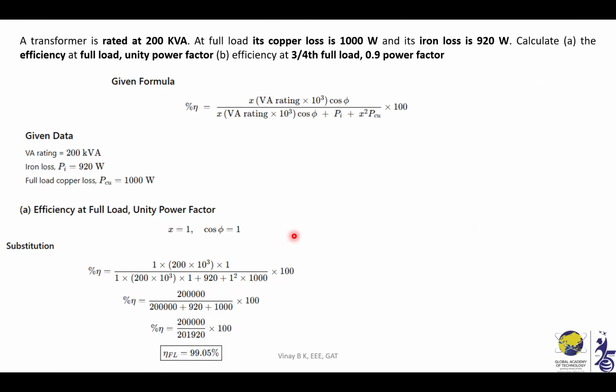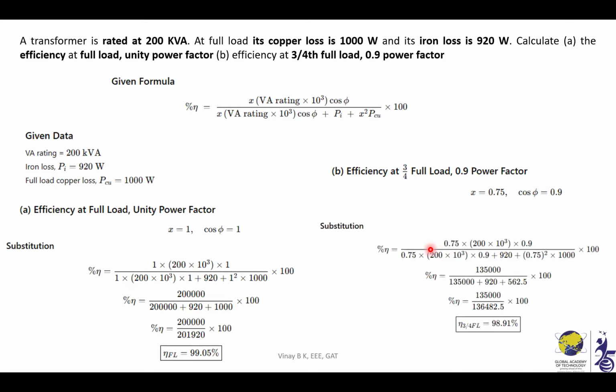Similarly, efficiency at 3 by 4th full load, that is nothing but when X equals 3 by 4, that is 0.75 and power factor is 0.9. We need to substitute the values into this efficiency formula, so that 0.75 is X into 200 into 10 to the power 3 is the VA rating into power factor 0.9 divided by 0.75 into 200 into 10 to the power 3 into 0.9 plus 920 plus X square, that is 0.75 square into 1000. So substitute the values in your calculator neatly. So you'll get the efficiency for 3 by 4th full load as 98.91%.